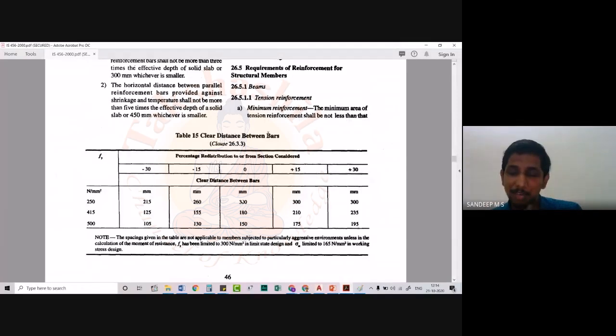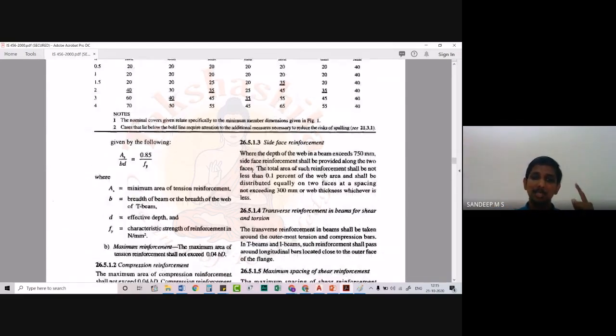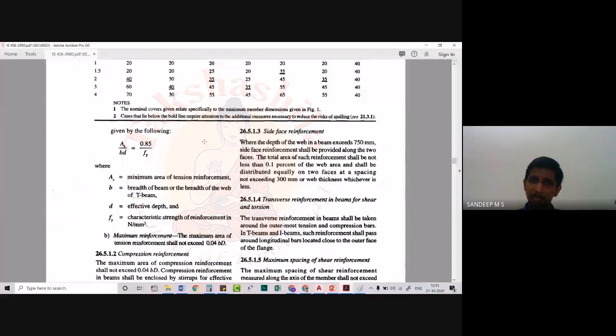In the actual design, we will work out the amount of reinforcement required for safely taking up the external load. Then we have to compare it with the minimum amount of reinforcement suggested by the code. Also, we have to compare it with the maximum amount of reinforcement that can be provided in the beam. So these are two conditions. Once we finalize our design, we have to ensure that we are providing this minimum amount of reinforcement, and that the reinforcement we have provided is not greater than the maximum permitted amount.